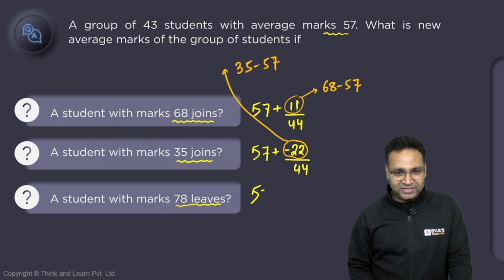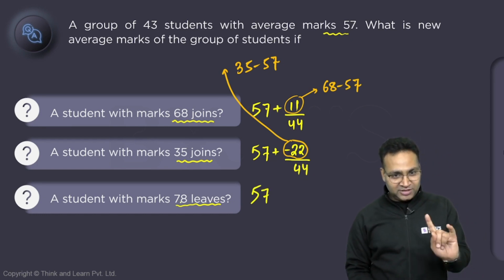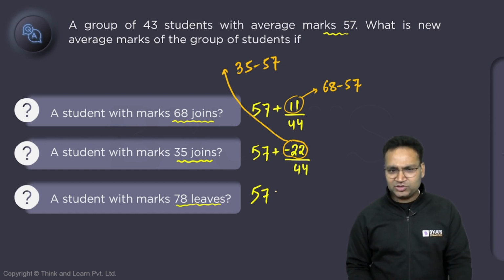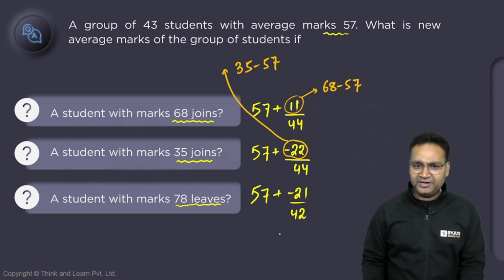Initially, the average is 57. What is the loss? 78 and 57. What is the loss, guys? 57, 78, is it 20? 21. What is the loss? 21. So minus 21. Divide by, what is the number of people in the group now? He has left, 42. Got it, right?